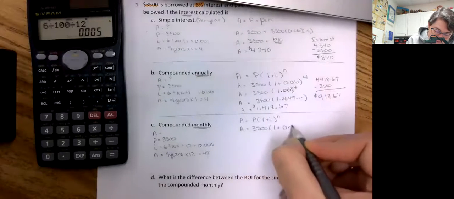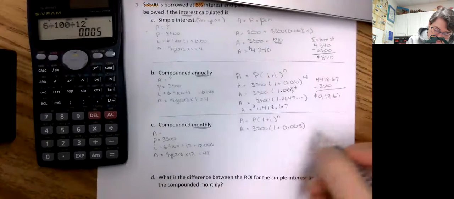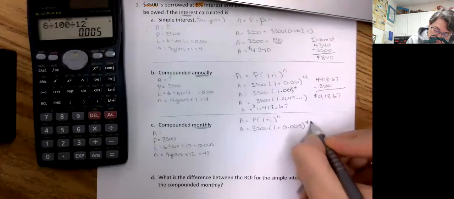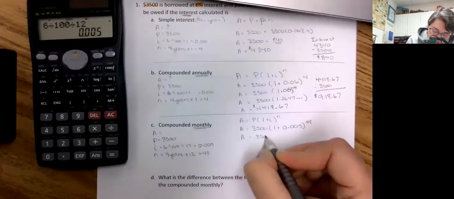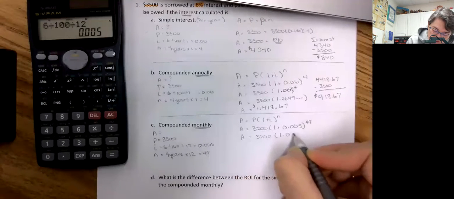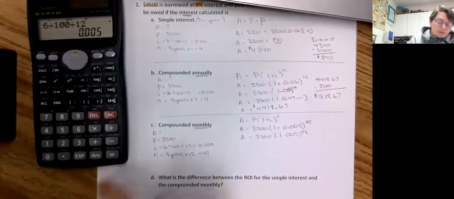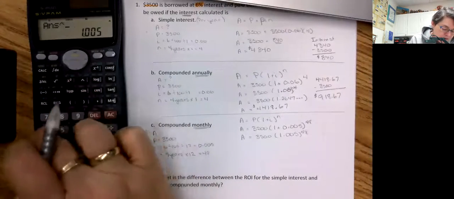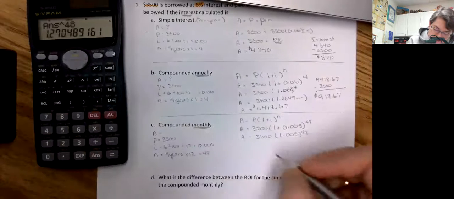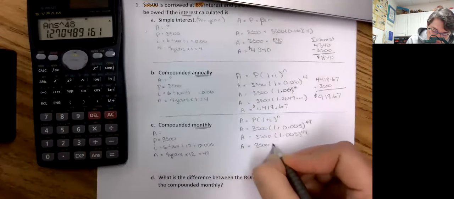Plus 0.005, right from there. And then it's going to be 48 this time. 1.005 to the 48. So I have that on my calculator. I'm just going to add 1. And I'm going to do power 48. And A is equal to 3,500.